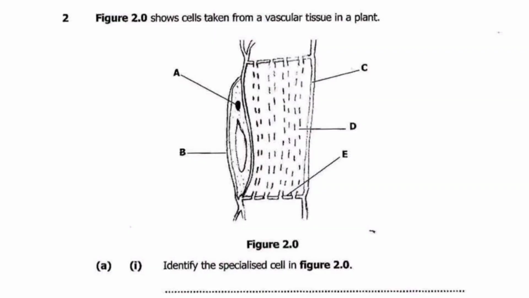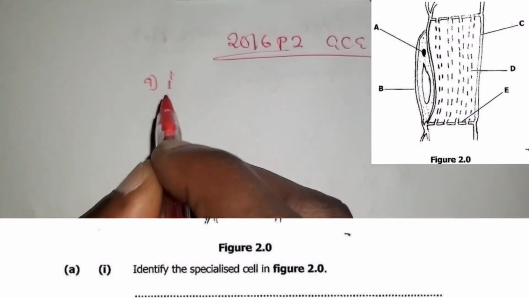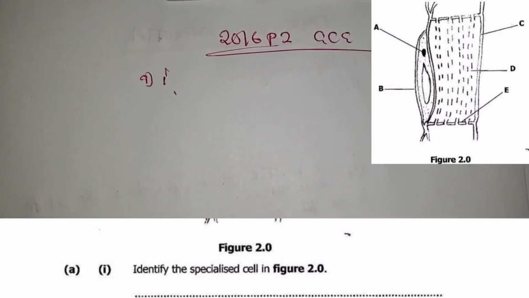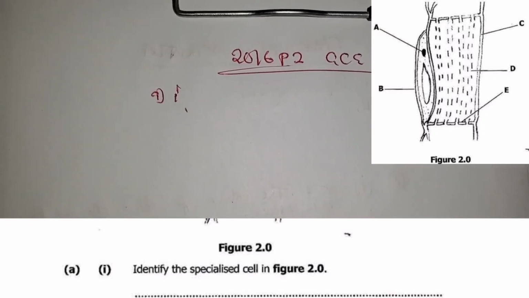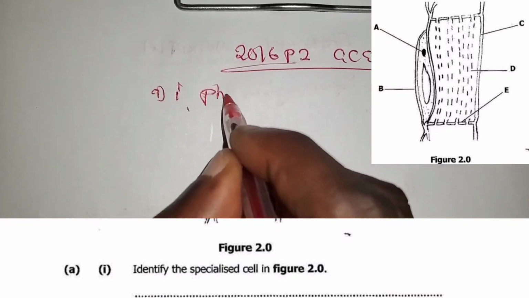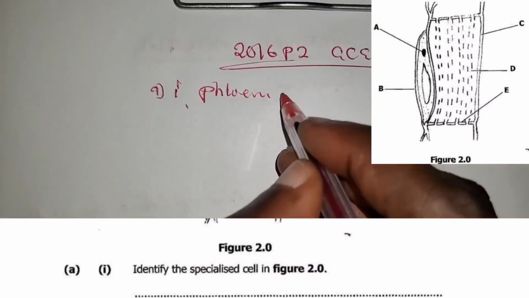So guys, we are given this question, and the question reads, Figure 2.0 shows cells taken from a vascular tissue in a plant. Question A1, they're saying, identify the specialized cell, figure 2.1. We've already answered this one previously. This is a phloem cell. Okay.